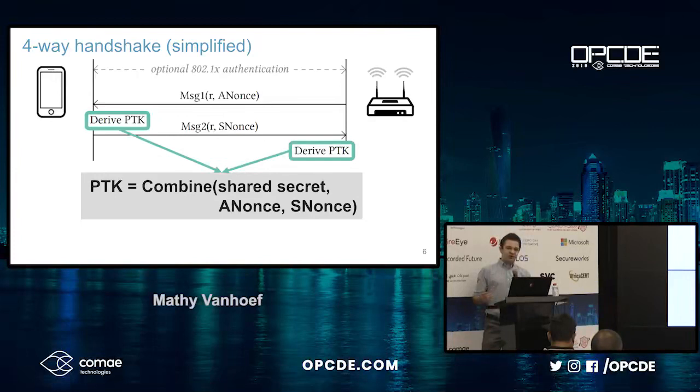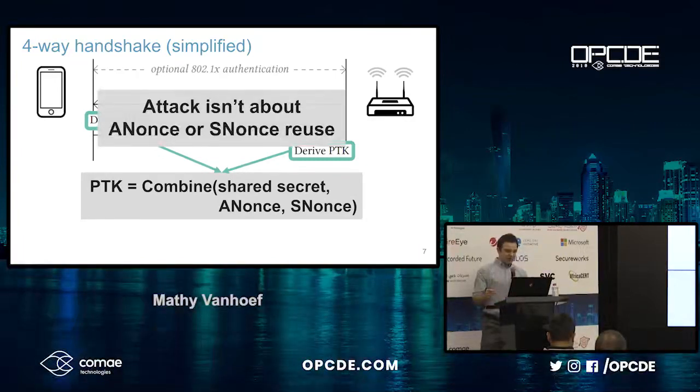You might have also heard about this research as key reinstallation attacks, forcing nonce reuse in WPA2. I want to clarify that this nonce reuse does not refer to the ANonce and SNonce that I'm talking about here. For now, we're going to assume that the ANonce and SNonce are securely generated, they are random, they cannot be predicted, and so on. The nonce reuse that the title refers to is nonce reuse while encrypting data frames, and I will come back to that later.